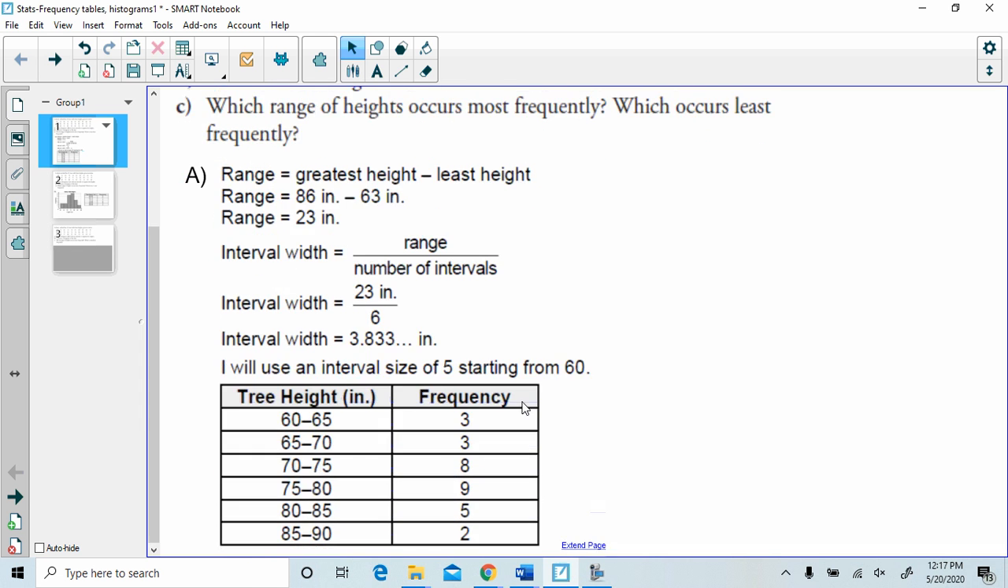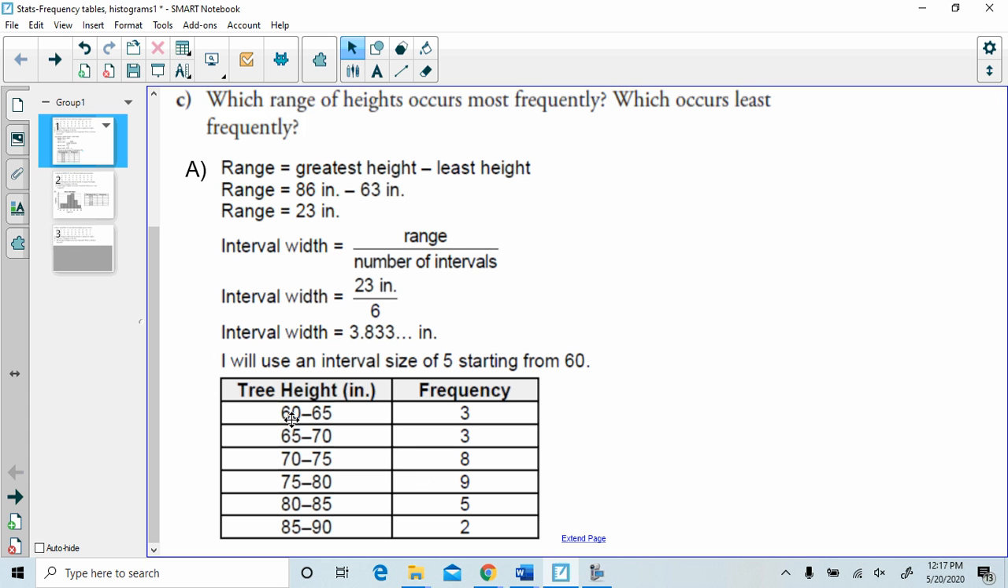So how the chart will look is starting from 60, using an interval size of 5, which has been rounded up from 3.83. So we're going 60 to 65, then keep that going in intervals of 5: 65 to 70, 70 to 75, all the way down. Then you go back to your data and count how many numbers are between the interval of 60 to 65. We can see there are 3 of them if you'd sifted through the information. Between 65 to 70, 3; 70 to 75, 8; all the way down to 2.